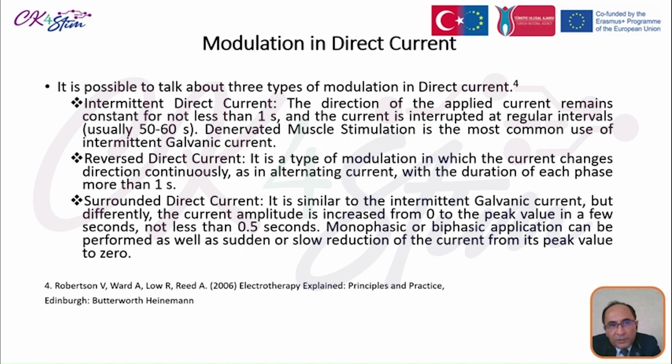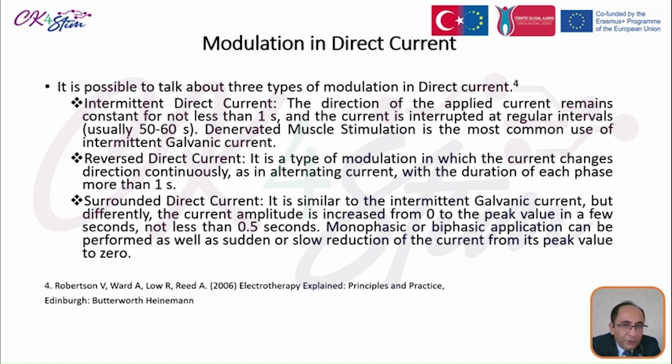It's possible to talk about three types of modulation in direct currents, which are intermittent direct currents. The direction of the applied current remains constant for not less than 1 second, and the current is interrupted at regular intervals, such as 50, 60 seconds. Such current type, intermittent direct current type, is most commonly used in denervated muscle stimulation.